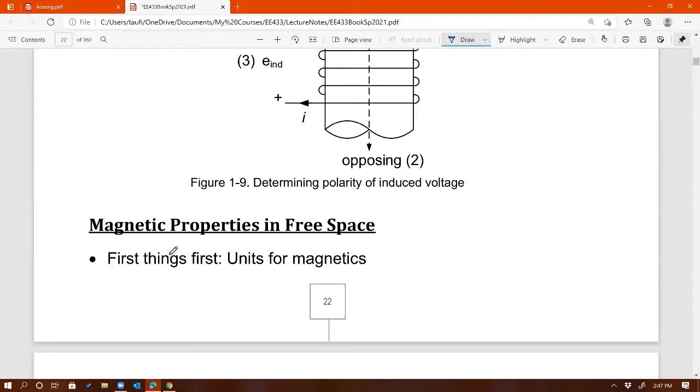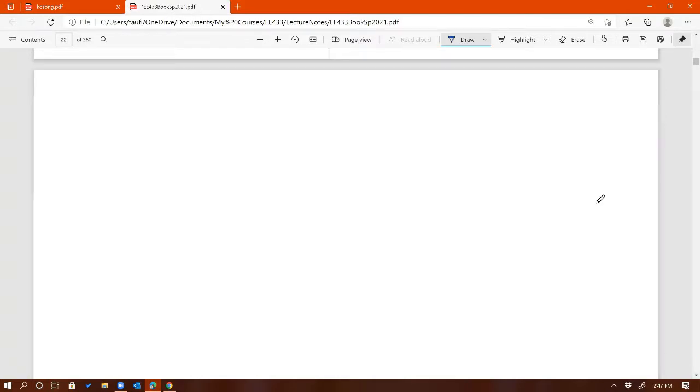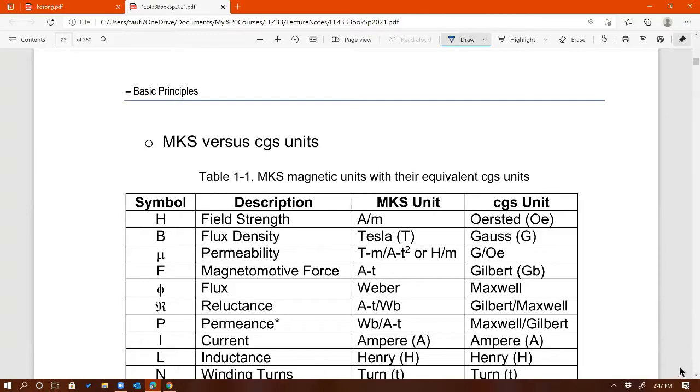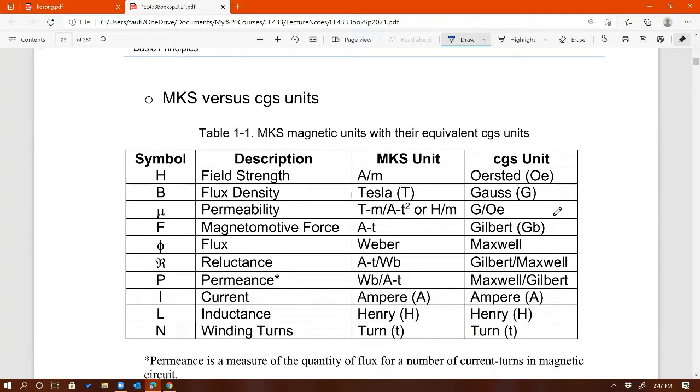All right, next, magnetic properties in free space. First thing first, units for magnetics. I'll tell you from my experience that one of the things that makes it challenging for us to design magnetic components is units. Different companies mix up different units, and it gets confusing, oftentimes. So again, based on my experience, you've got to be careful.